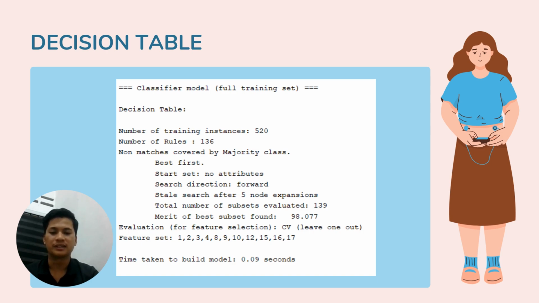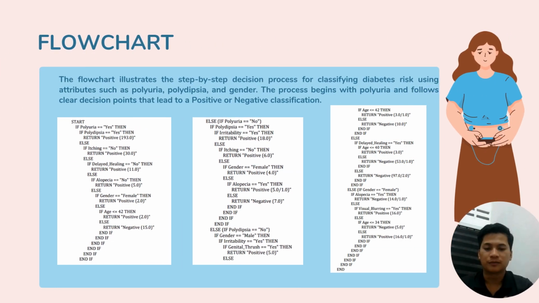68.077, indicating strong performance. The final model selected 11 relevant attributes and was evaluated using leave-one-out cross validation. With a training time of only 0.09 seconds, the decision table model proved to be both efficient and effective for this classification task. So we move to the flowchart.